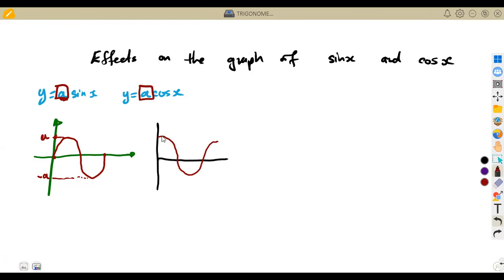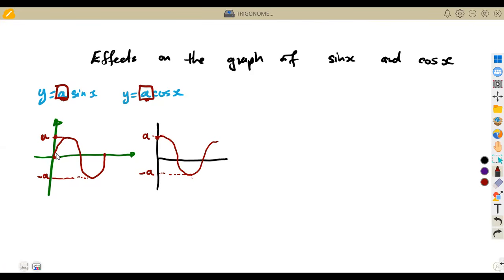So meaning to say, this value here is going to correspond to the value of A. This value is going to correspond to the value of minus A. So that is how it affects our maximum and our minimum values. All right. So meaning to say, it is just going to shift our graph from the normal graph.